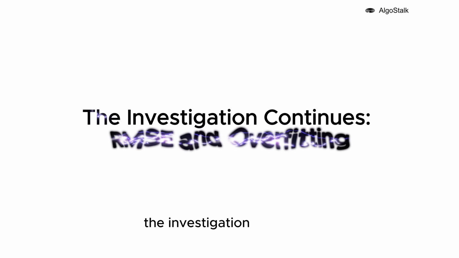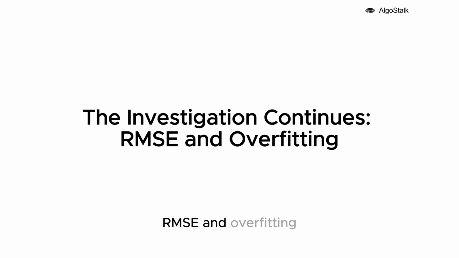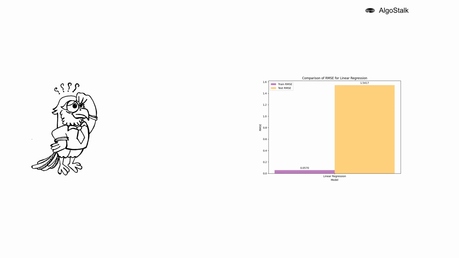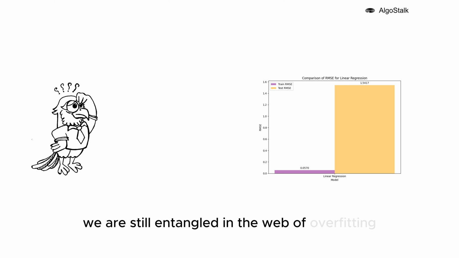The investigation continues. RMSE and overfitting. After thoroughly interrogating all the suspects, we've discovered that the RMSE has reduced significantly to 0.06 for the training set and 1.54 for the test set. This improvement is certainly noteworthy, but hold on, despite this progress, we're still entangled in the web of overfitting.